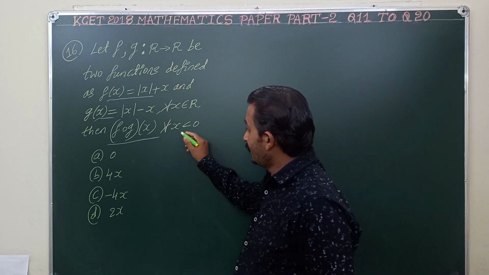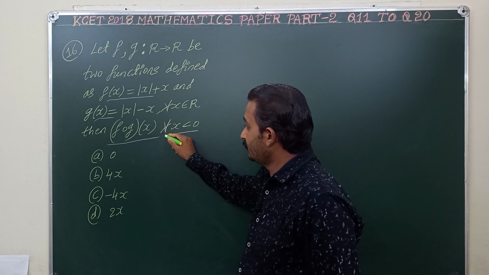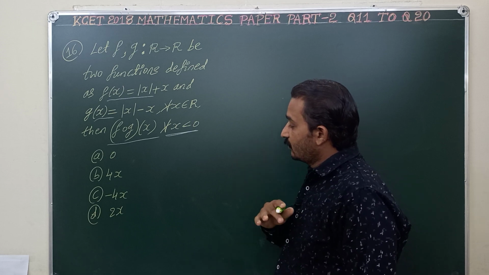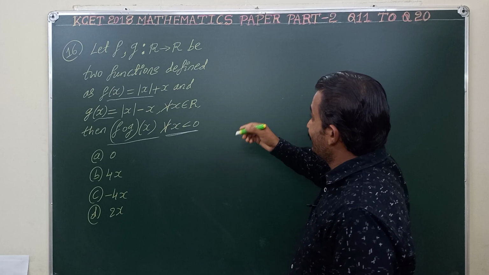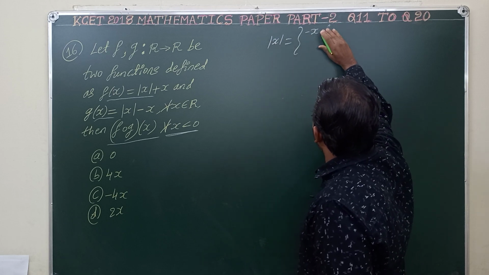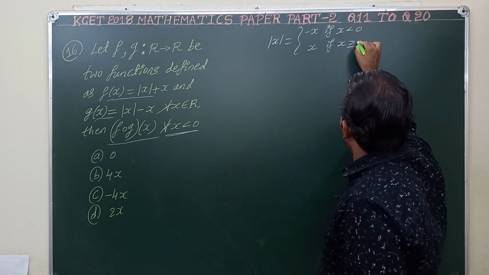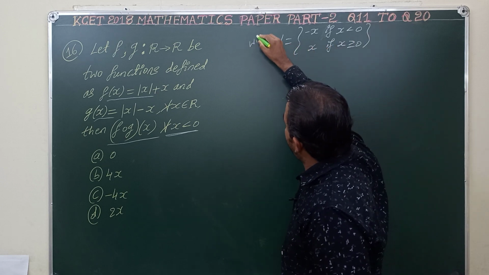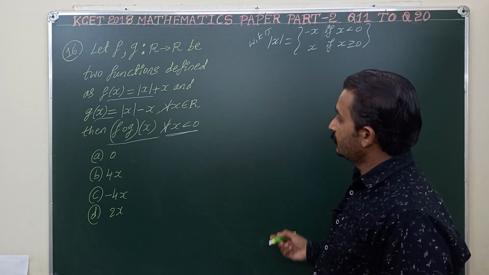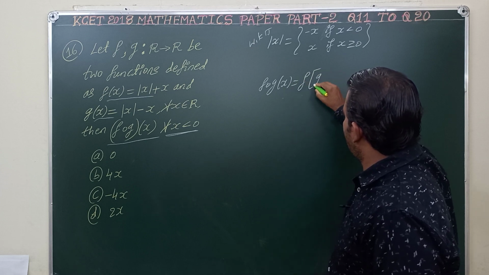So using the condition x is less than 0, we can find F composition G of x for values of x less than 0. In this case we use the formula for modulus x. Modulus x is equal to minus x if x is less than 0, and x if x is greater than or equal to 0. So using this function we have to find the values of F composition G of x, which can be written as F of G of x.